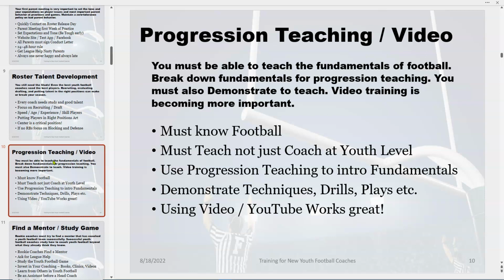You must teach at the youth level and not just be a coach. That means they don't know what terms are. So you really got to be a teacher at the youth level and use your progression teaching to intro these fundamentals. No one knows what a form tackle is at 8 years old. So you've got to go through that whole progression, how to get into a stance, how to engage in blocking, how to do a crab block, all of that. They don't understand any of that. So you've got to show them and break it down for them to understand. Demonstrate's a big deal, and drills, plays, all that good stuff. Like I said, using video, YouTube, man, that's worked great.